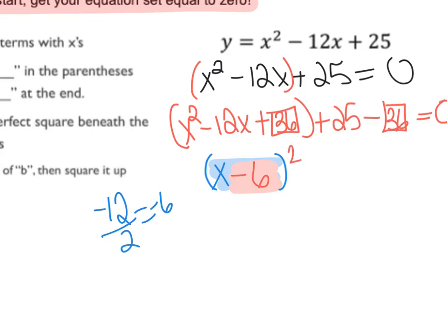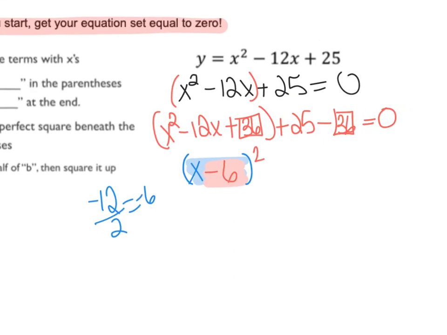I forgot to put my little square there. So I have x minus 6 squared, and then if I have plus 25 minus 36, 25 minus 36 is negative 11 equals 0. And now we're pretty much right where we were on the last slide where we have this equation that's being squared, so we can solve that. So let's go ahead and do that.